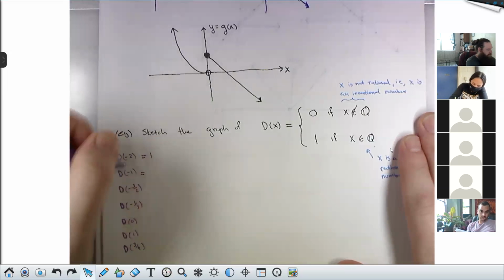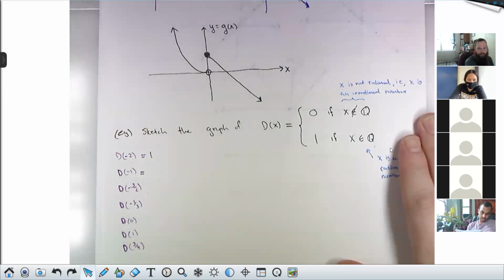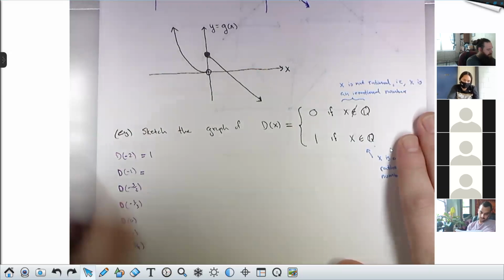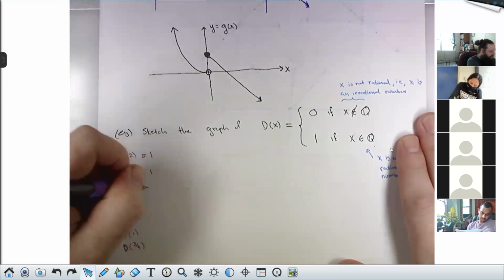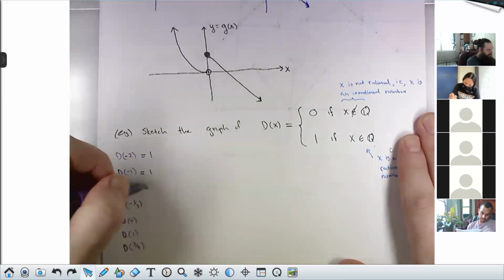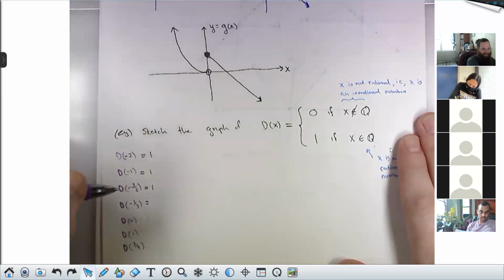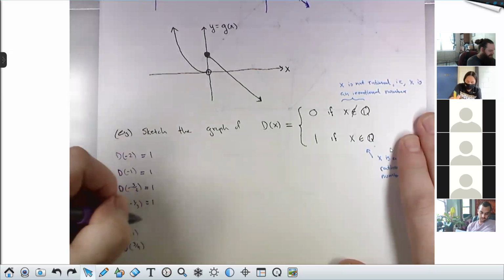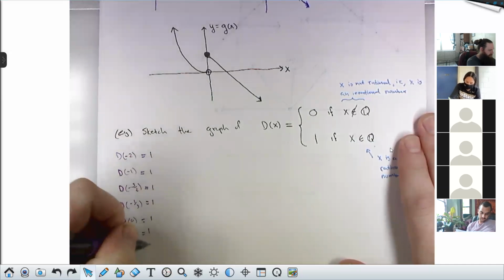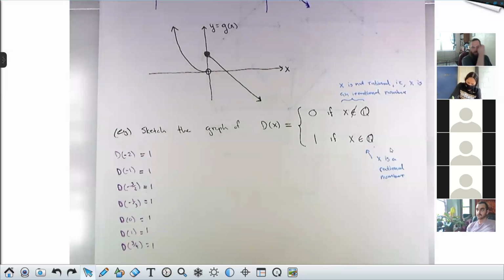What's d of -1? 1. d of -3/2? 1 again. d of -1/3? 1. d of 0? 1. d of 1, also 1. d of 3/4, also 1. Right, all of those numbers, -2, 1, -3/2, -1/3, 0, 1, and 3/4 are all rational numbers.